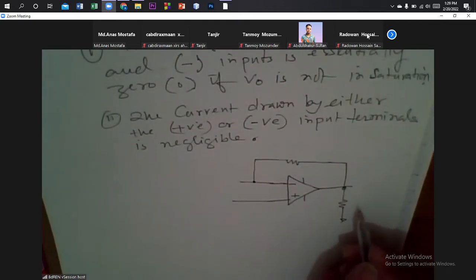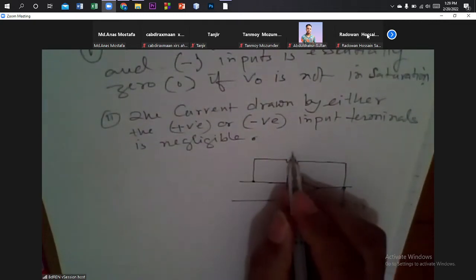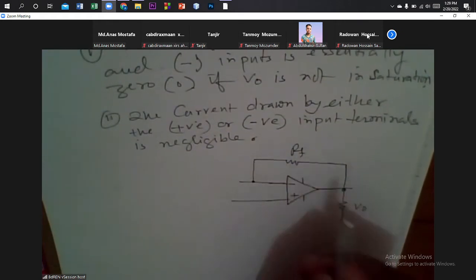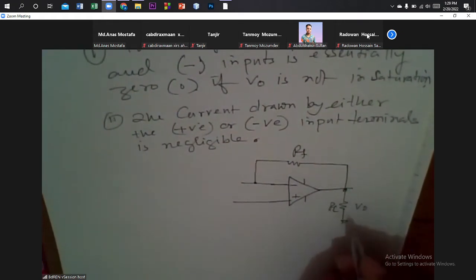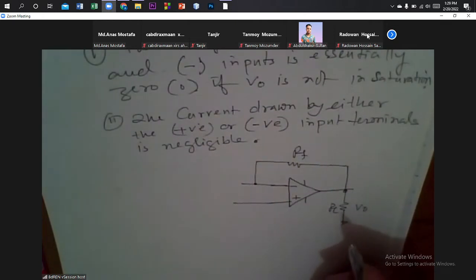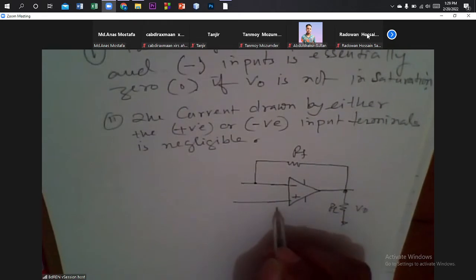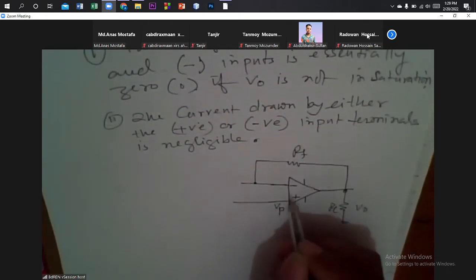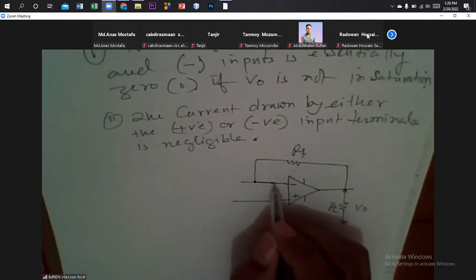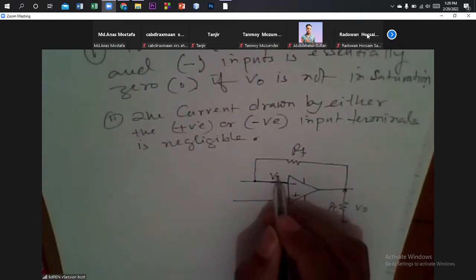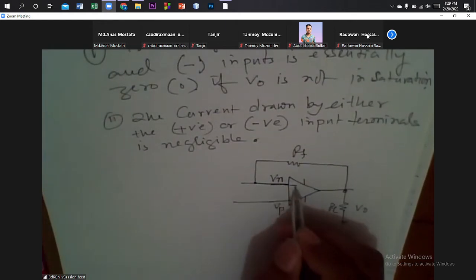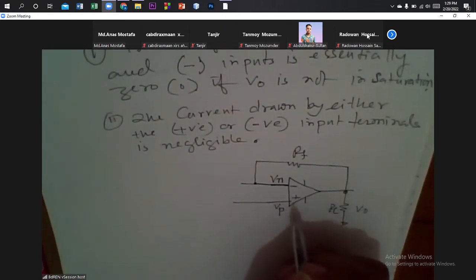So this is the circuit, this is output, this is the feedback, say this is RF, feedback resistance is RF, this is load resistance. So this is the positive, this is the negative. Say voltage here is VP. And here this terminal voltage is VN. VN means negative, VP means positive terminal.